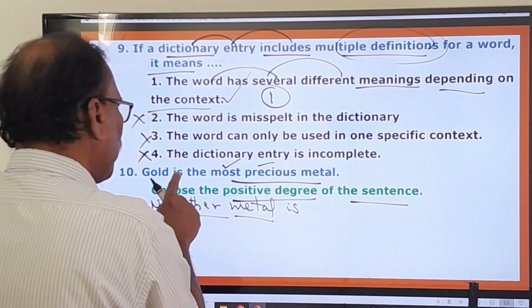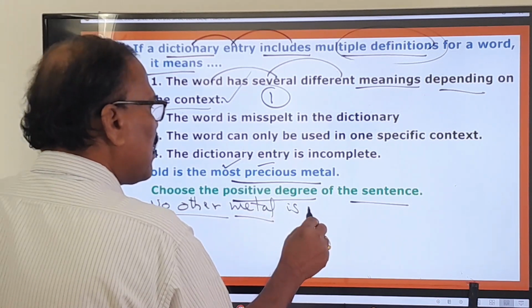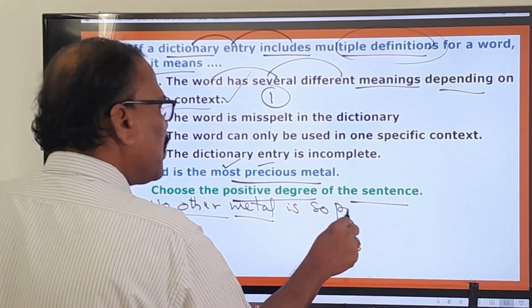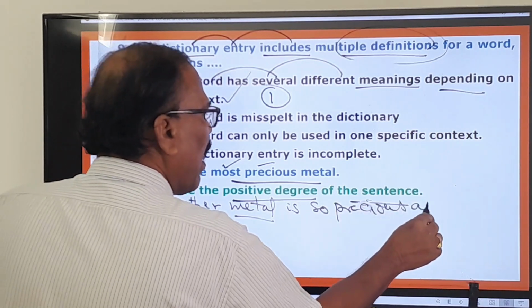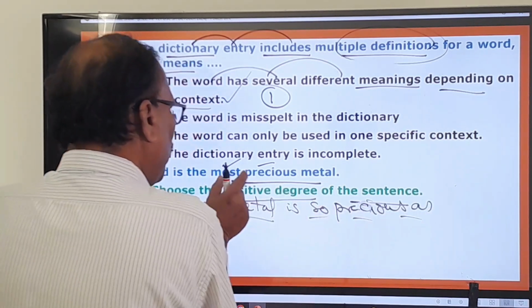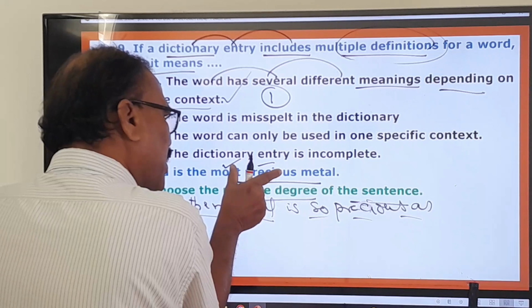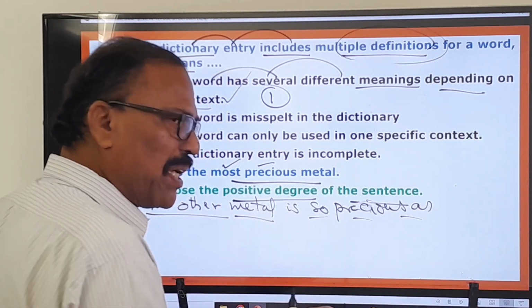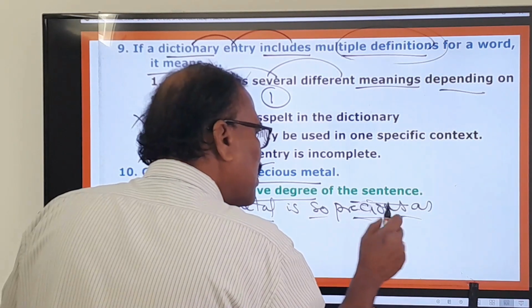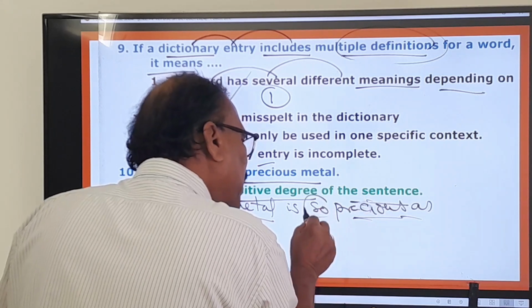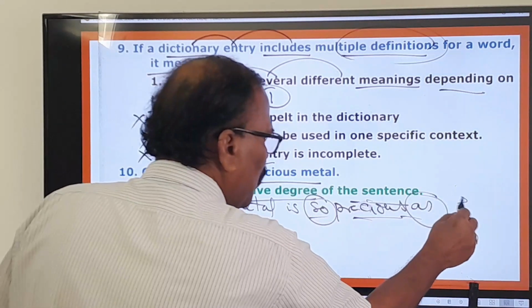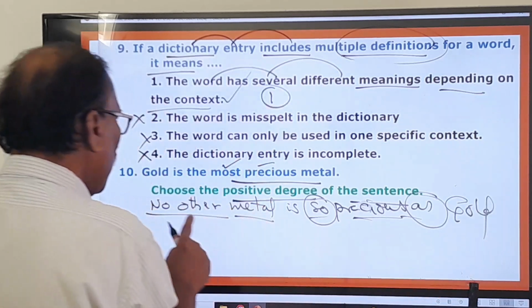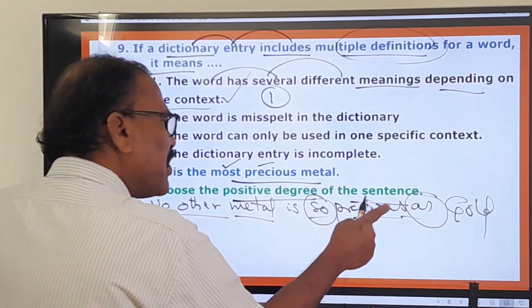No other metal is so precious as. So this most precious is the superlative adjective. Comparative, more precious. Positive, precious. So this positive adjective must be placed between so and as. Okay, you know that very well. And this gold goes back. Like this, no other metal is so precious as gold.